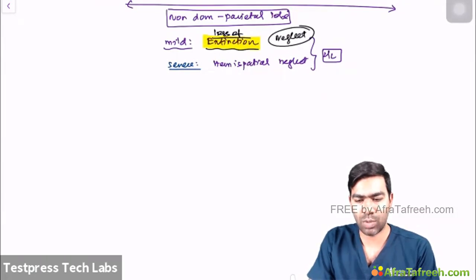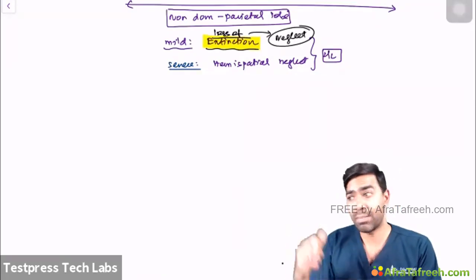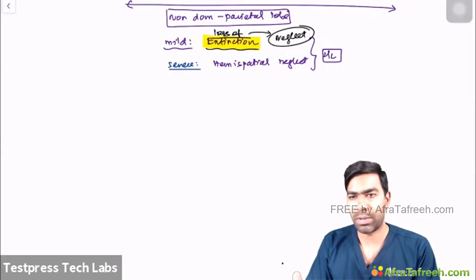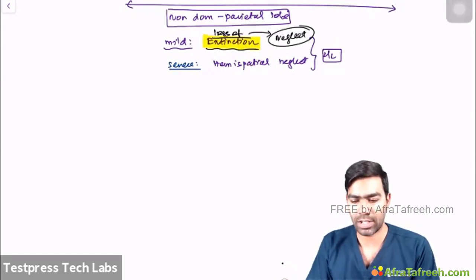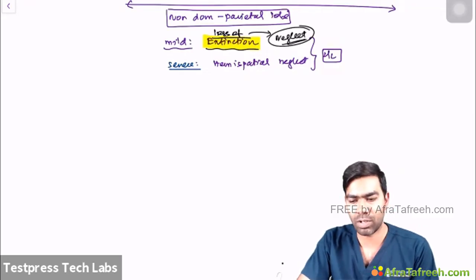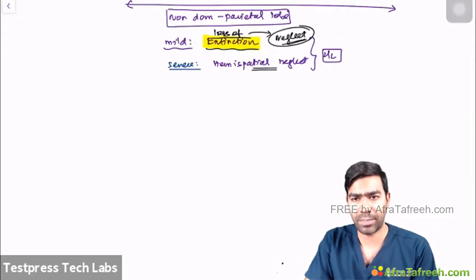So whenever they ask what you mean by extinction, it means my inability to identify simultaneous stimuli when applied on both sides. That's what we refer to as a loss of extinction, and that can also be called neglect in a way. But in extreme forms, we call it hemispatial neglect.